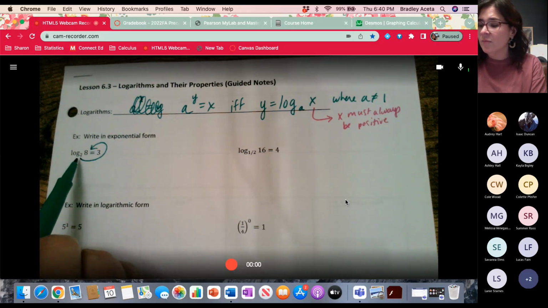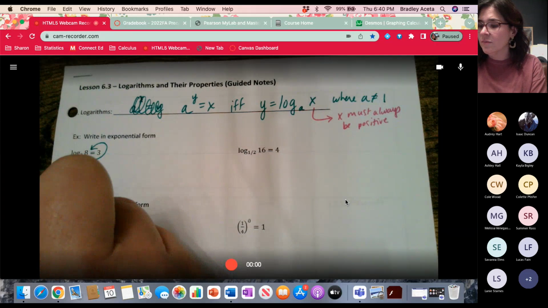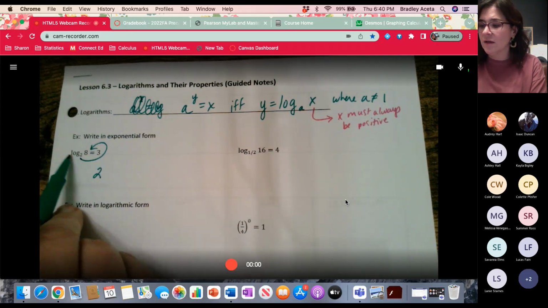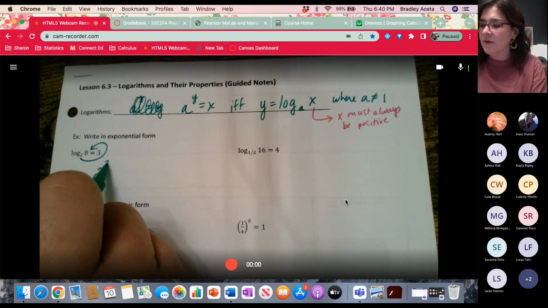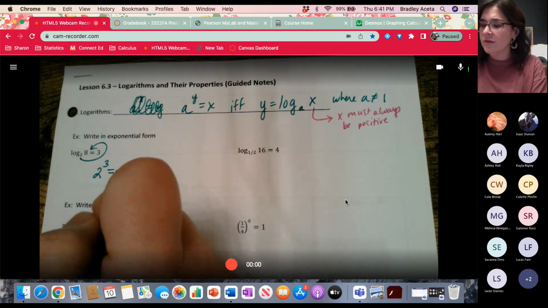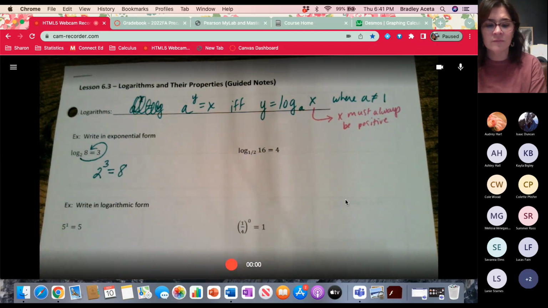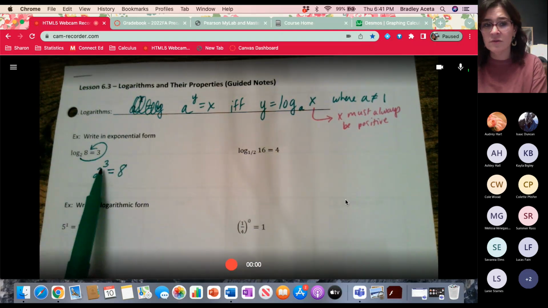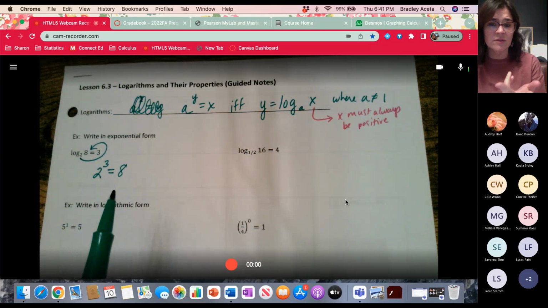And so you would have a base of 2, log base 2. That's your base. What you wrapped around becomes the power, 3, equals what you point to, 8. And isn't that true? 2 to the third, is it not 8? 2 times 2 times 2.